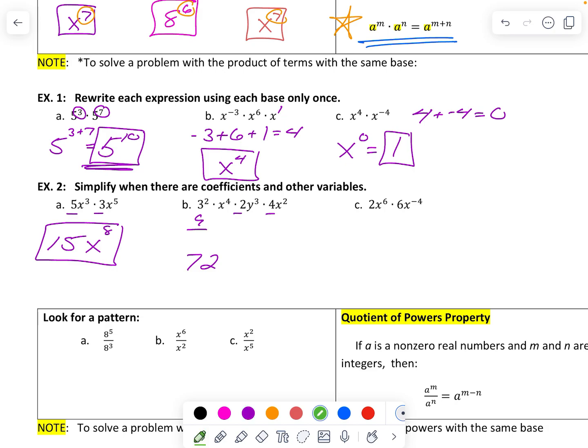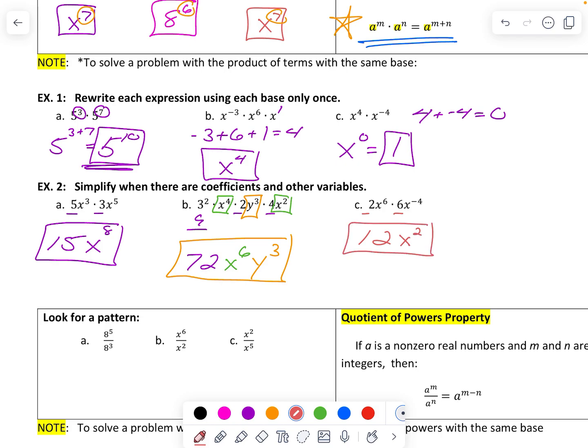Now, also, we have to make sure we're combining things that are the same. Notice x to the 4th and x squared can combine, and that's going to give us x to the 6th. But then here, that y, that's my only y. So y cubed, that would be my final answer. Don't just add all the exponents together, but only the exponents that have the same base. So the x's and the y's, they don't combine. Finally, this one, we're going to multiply 2 times 6. And then 6 plus negative 4 is going to be 2. So x to the 2nd power.